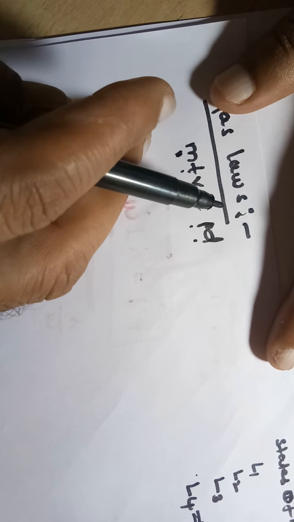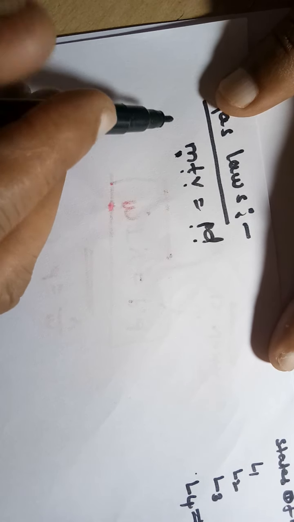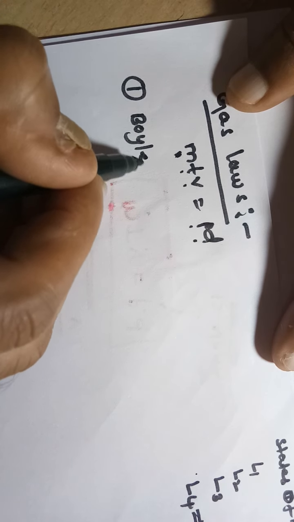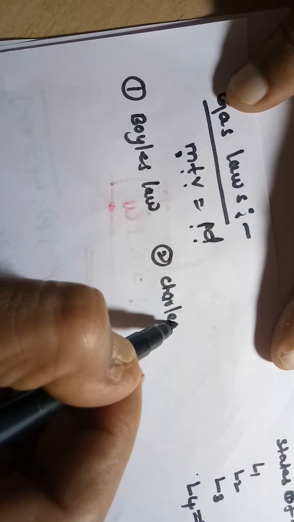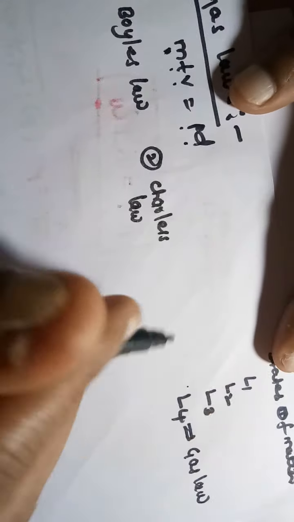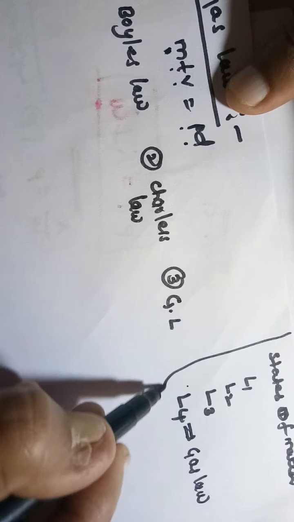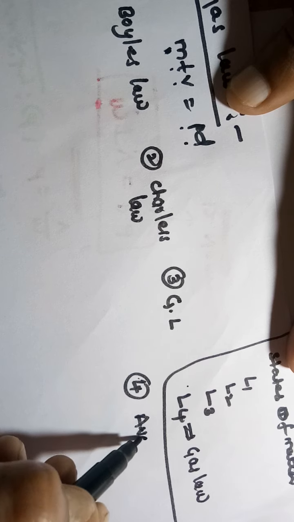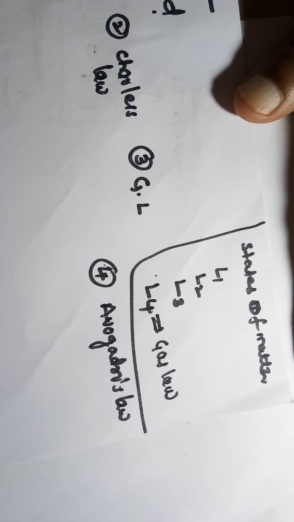Then how many gas laws do we have? We have a total of 6 gas laws, but first let us discuss 4 of them. First one is Boyle's law. Second one is Charles law. Third one is Gay-Lussac's law. And fourth one is Avogadro's law.